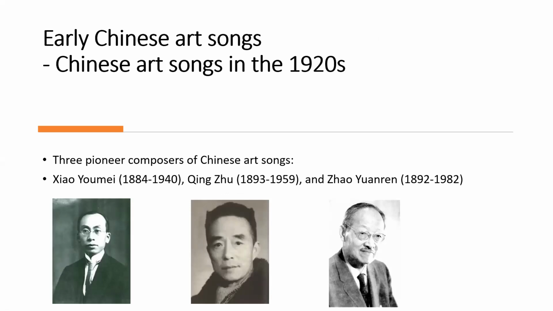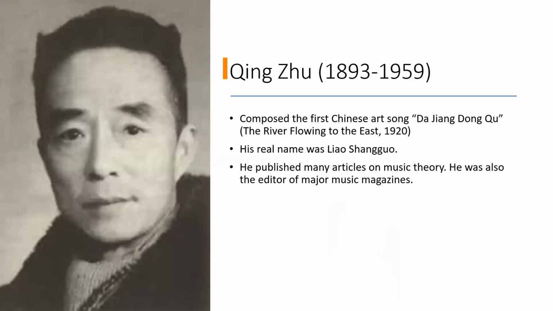Now let's talk about early Chinese art songs, the Chinese art songs in the 1920s. I listed 3 pioneer composers for this period of art songs. They are Xiao Youmei, Qing Zhu, and Zhao Yuanren. Their pictures are listed under the names. Qing Zhu, we already mentioned him in the clips of the first Chinese art song, 大江东去.